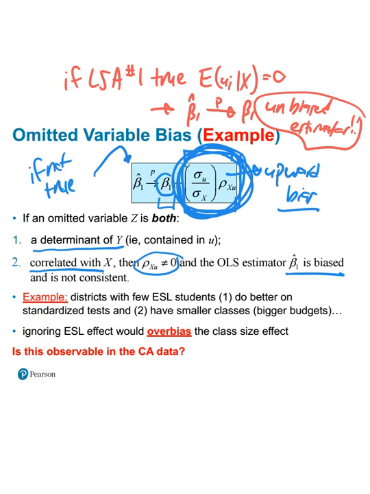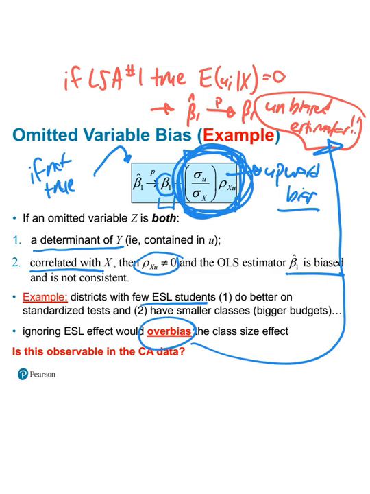So returning to the classroom size impact on the dependent variable of average test scores, we know that districts that have fewer ESL students will do better on standardized tests. There's a connection there, and they will have smaller classes because they have bigger budgets. So if we do not control for this, we're going to conclude that class size has a bigger effect than the true relationship. Right? So we have an upward bias in the estimator. Quite problematic.